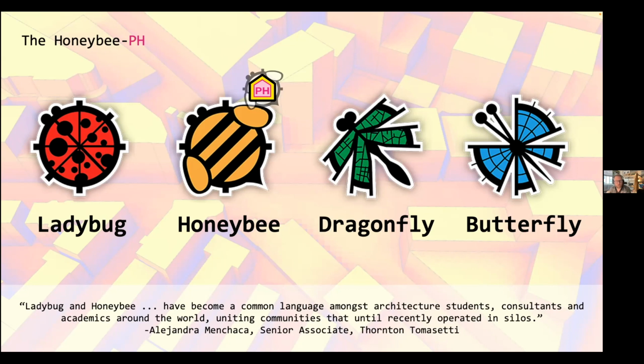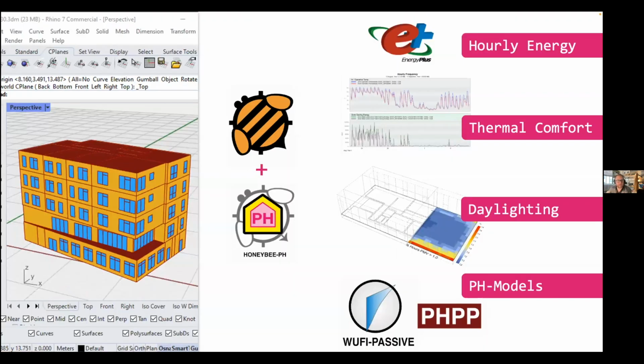So our tools here, the Honeybee PH, is a plugin for the existing Honeybee and Ladybug tools. It's an add-on, as it were, in order to allow us to do specialist passive house modeling while we build our Ladybug and Honeybee models. So the basic idea there is that you build up your Honeybee or Ladybug tools energy model in whatever tool of choice you are working in.